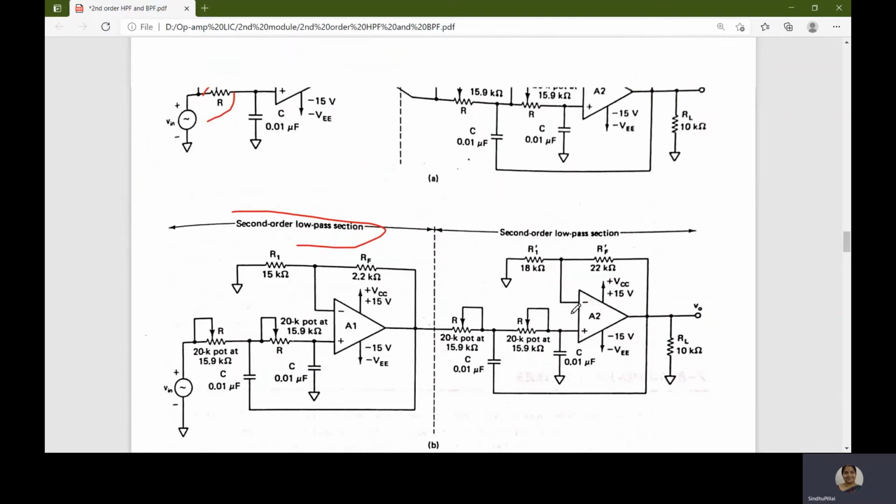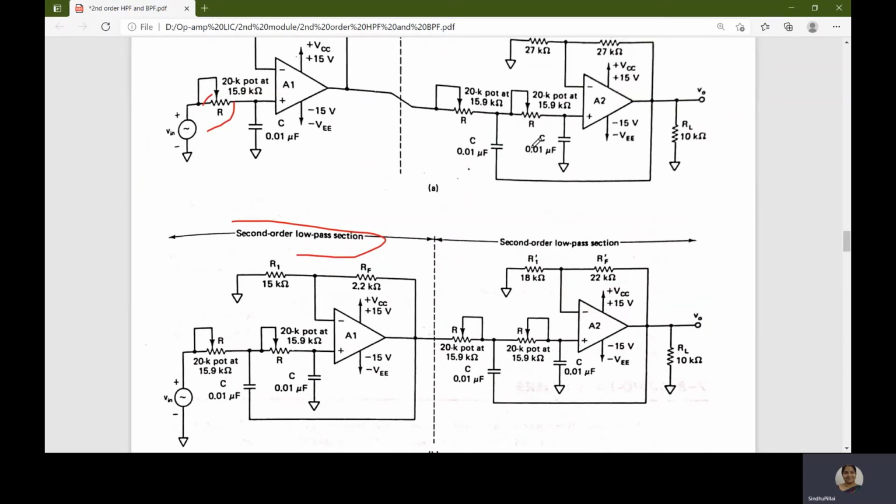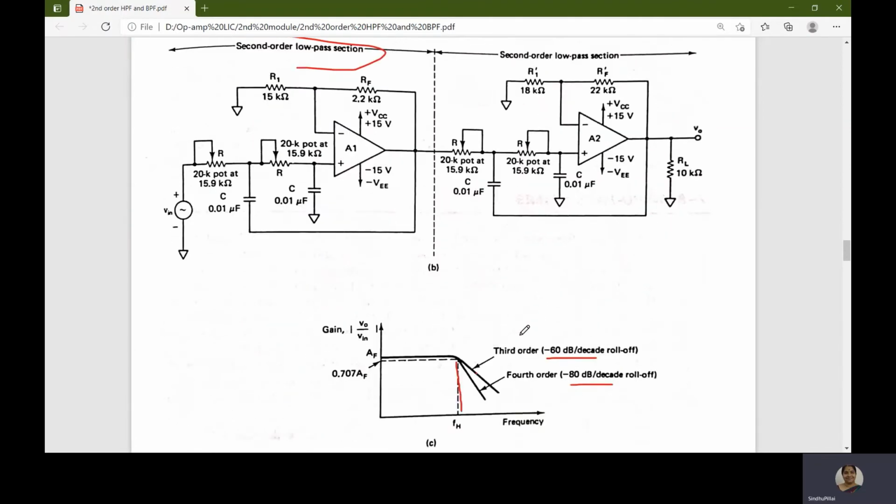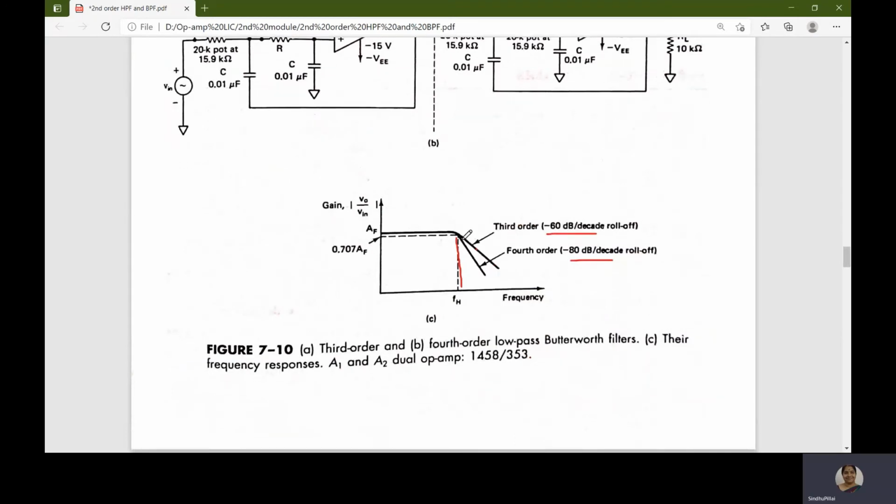If you take a first order high pass and a second order high pass, we can form a third order high pass filter. As the order increases, as we have seen in the frequency response, the stop band characteristic will be very near to the ideal characteristic. We had seen that for first order the roll off is 20 decibels, for second order it is 40, for third order it is 60, and for fourth order it is 80 decibels per decade. So this is the frequency response of the third order and fourth order filters.